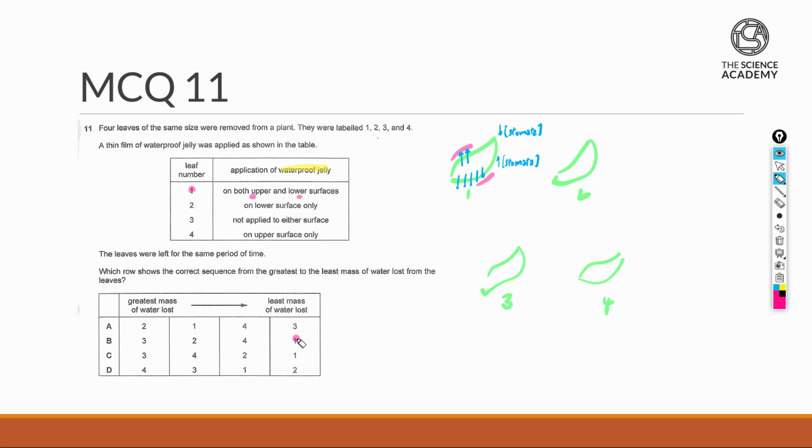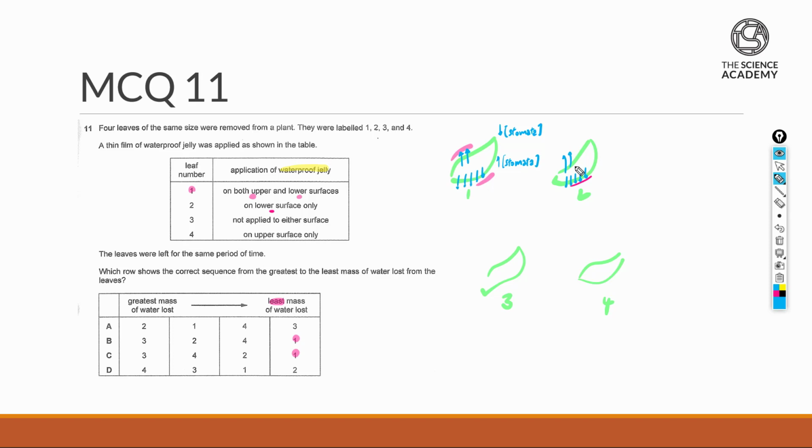So option 1 will show that both B and C are fine because it aligns with 1 being the least mass of water loss. Now in number 2 itself, we see the application on the lower surface. The lower surface does have quite a big prevention of water loss, but not as much as compared to number 1, again because most of the stomata are found at the bottom. So we do see water being able to transpire out at the top part of the leaf itself.